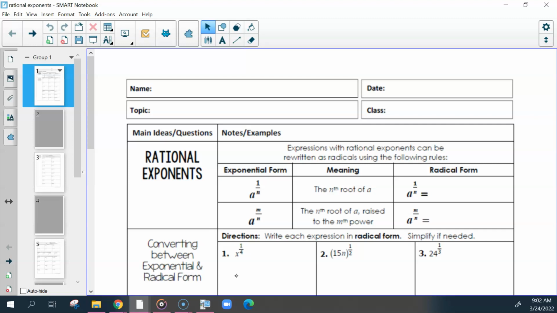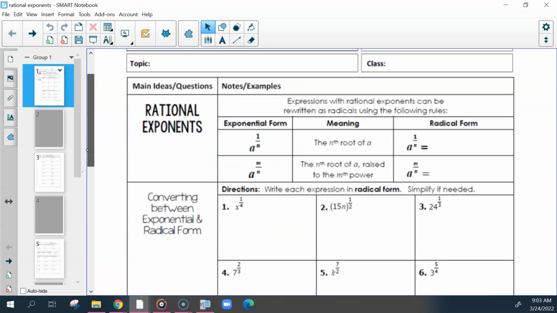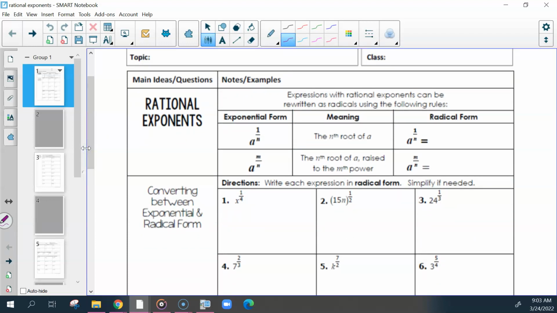Alright, so we talked about all of our exponent rules. Now we're going to talk a little bit about something else that's related: rational exponents. Fractions. So, fractions was the first one.